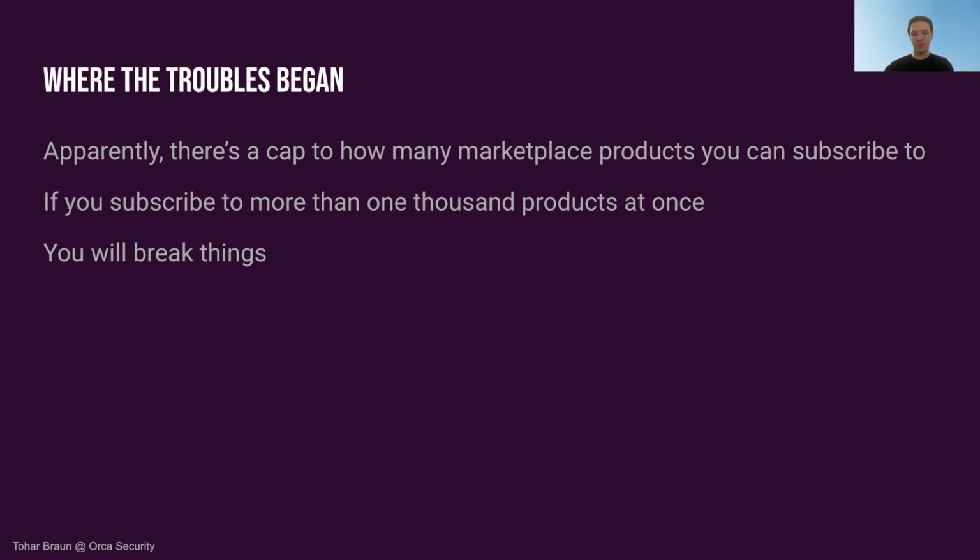So that's where things started to go wrong. When we set out and targeted about 2,000 appliances, we thought to ourselves, hey, let's just go ahead, subscribe to all of them, and then start the scanning. What could possibly go wrong? Well, apparently there is a cap on how many products you can subscribe to at once, and that cap is around 1,000. So if you ever try to subscribe to more than 1,000 products on any single marketplace, just know that your account will lock up for several days. And it's going to be a very hard time debugging that issue. Just beware.